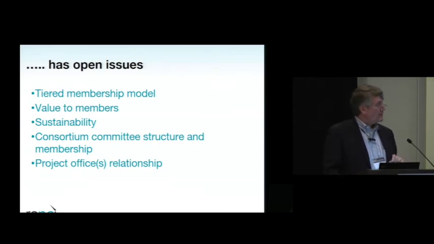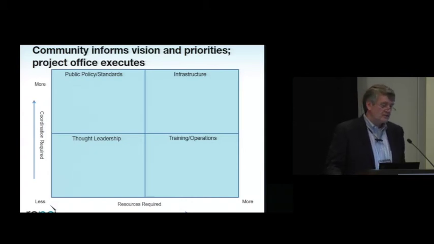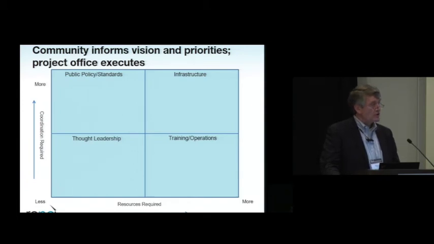For the benefit of those that might not be at the workshop, one of the things we talked about, and this is a lesson we've learned at RENCI, is that generally a community informs the vision and priorities, and project offices will execute. This is a 2x2 matrix that we use at RENCI when thinking about consortia. Along the x-axis is the amount of resources required to pursue a particular community, and the y-axis is the amount of coordination required. Generally, I see FCIC falling more in the thought leadership quadrant, and the project offices in both infrastructure and training operations, but somewhat close to the middle of this 2x2 matrix.